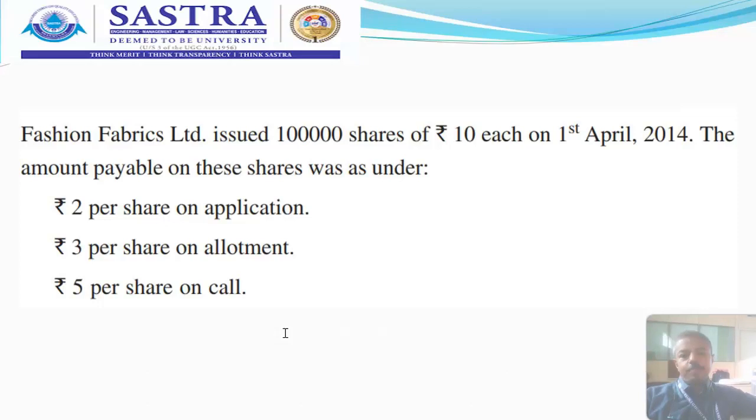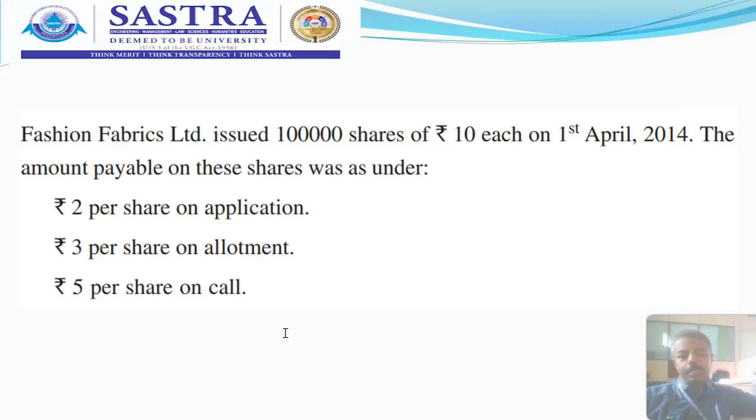So by taking the face value of the share, you will find out the balance amount and fill in that blank. For example, if the last amount they did not give, dash per share on call, the balance amount will be collected on call money. So 2 rupees on application, 3 rupees on allotment, so total 5 rupees collected till allotment. But the face value of the share is 10. So 10 minus 5, you will get 5. The balance amount is collected on call.